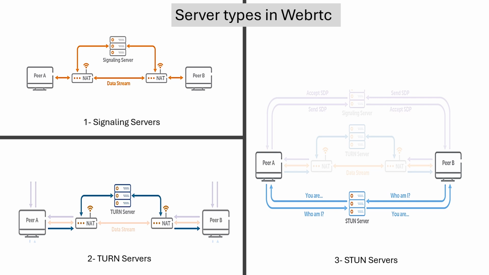What are the servers in WebRTC? WebRTC has three servers. The first one is the signaling server. Signaling is the process by which client devices establish a connection. Basically, these devices need to agree to talk to one another before they can send and receive data. And to come to an agreement, they need to know how to find each other.